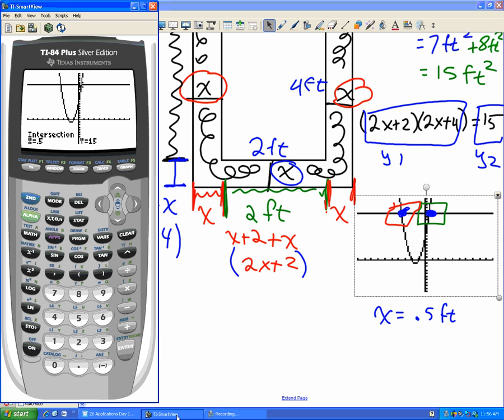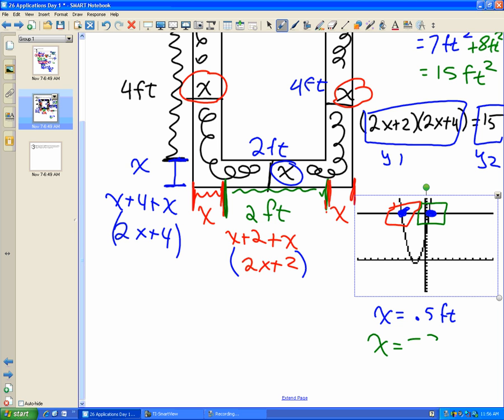I'm going to find the other intersection point. So I'm going to hit second trace to go to calc. Number 5 is intersection. First curve, enter. Second curve, enter. I'm going to arrow over so I'm closer to the other point. I'm going to hit enter, and I get negative 3.5. So x is also equal to negative 3.5 feet. But I can't have negative feet, so the answer is the one in blue.